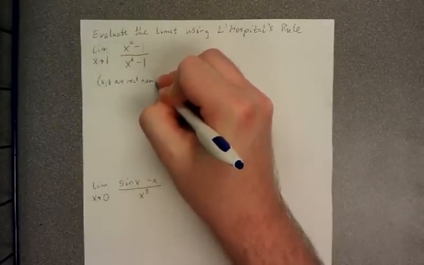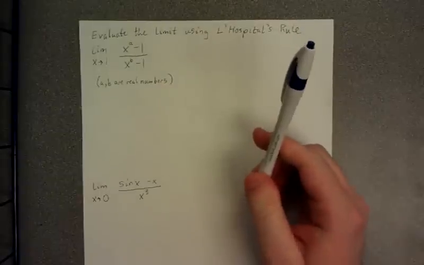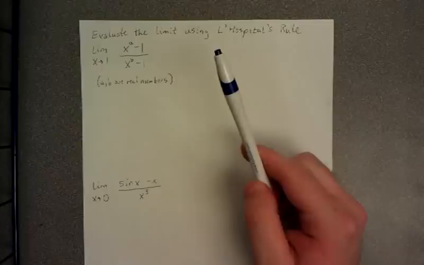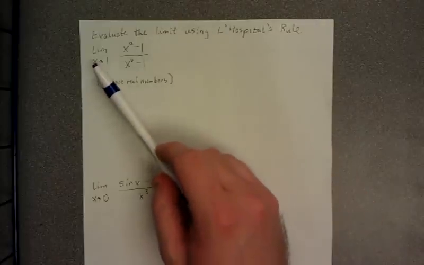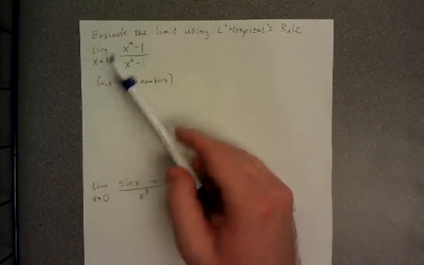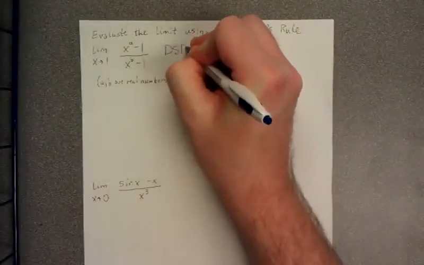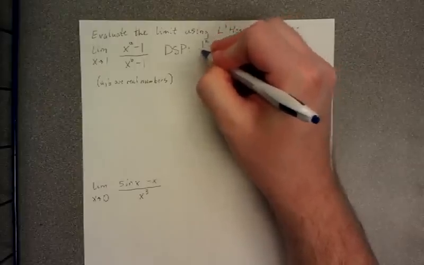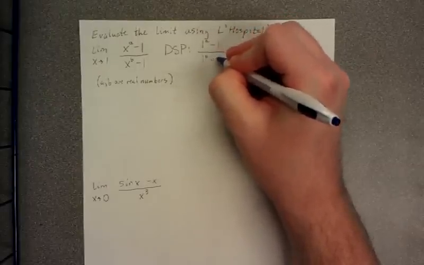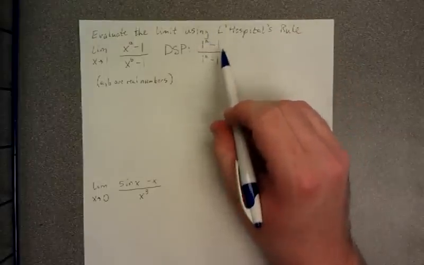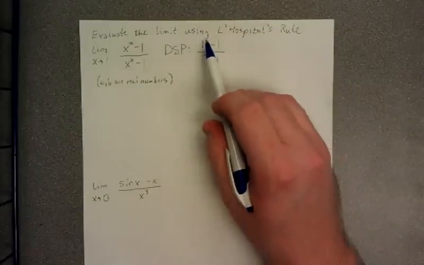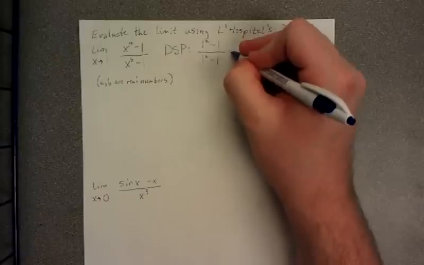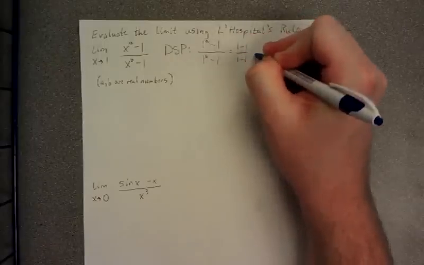Now, anytime I evaluate a limit, the first thing that I do is I immediately try the direct substitution property, which is a statement of continuity that says, let's plug in x equals 1 and see what happens. So my numerator becomes 1 to the a minus 1. Denominator becomes 1 to the b minus 1. As long as a and b are real numbers, not infinite, then each of these will be equal to 1. So we have 1 minus 1 over 1 minus 1, which reduces down to 0 over 0.